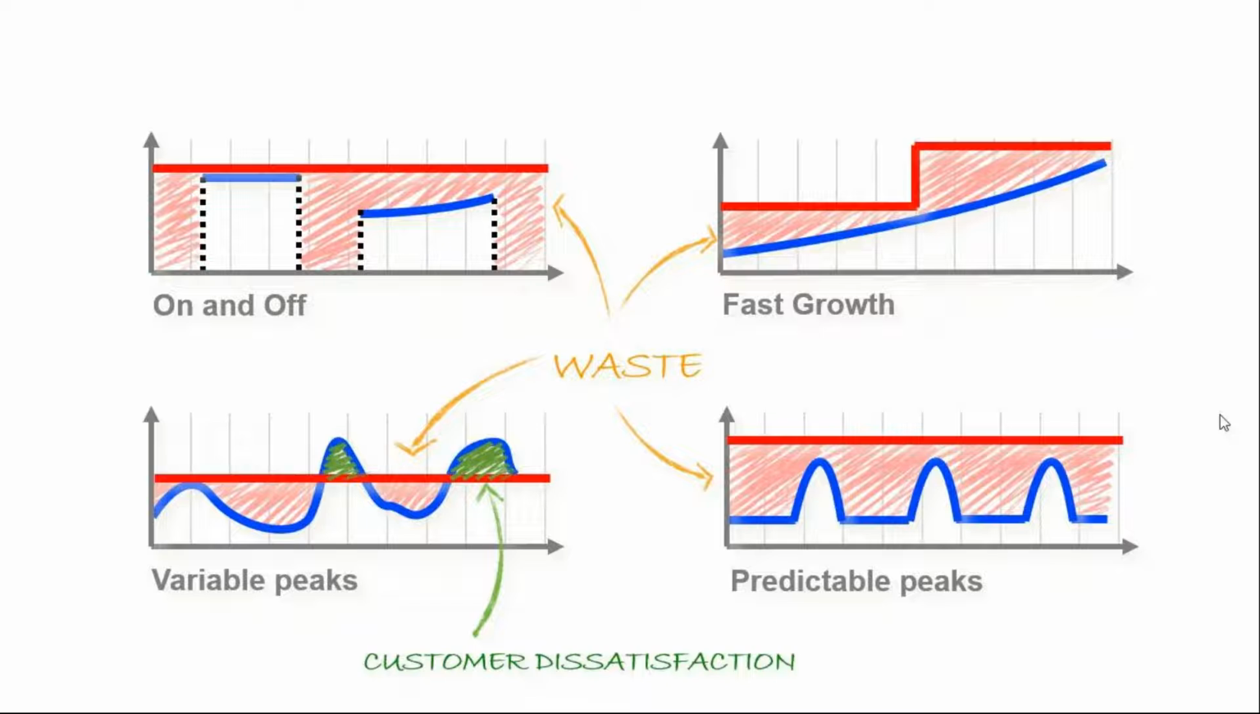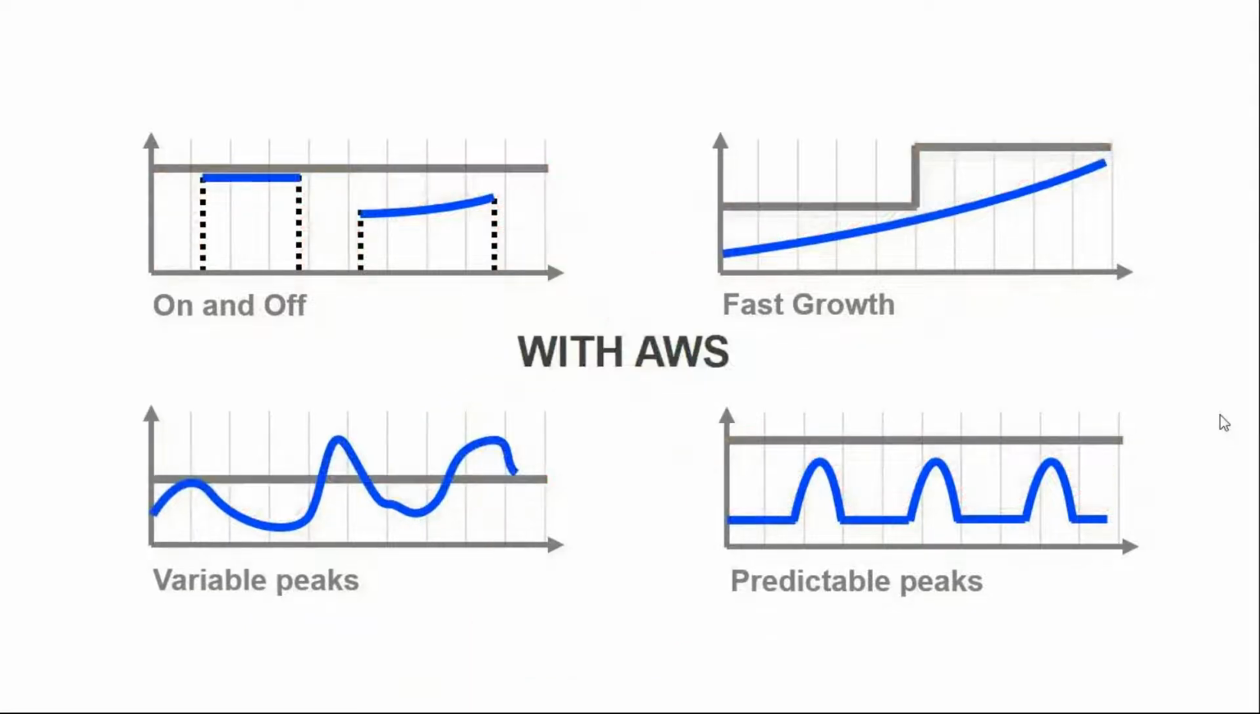If you see the green area, it is where customer dissatisfaction occurs, because you are not able to provide the service at that time: your resources are overutilized, and there is still more demand for the services. So with AWS, whatever resources you have planned, you can use them optimally, making optimum use of the resources.